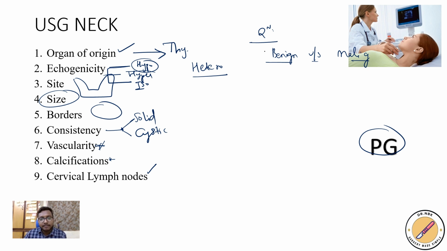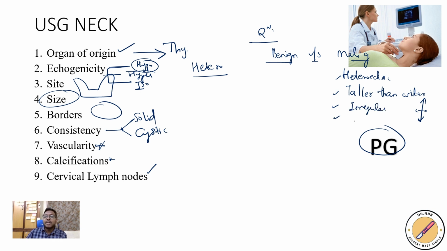So we will apply these lines to benign versus malignant. So obviously you can have a little bit something like isoechoic or hyperechoic in benign, whereas in malignancy there will be heteroechoic, right? Next is regarding the size, one important point we should remember is taller than wider. Taller than wider. That is the classical finding in case of malignancy, right? Next is borders. Obviously, it will be irregular.